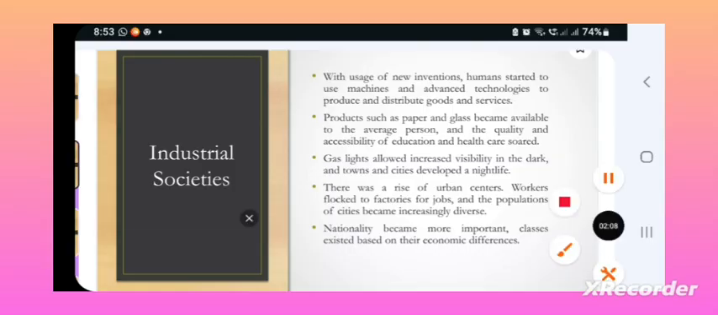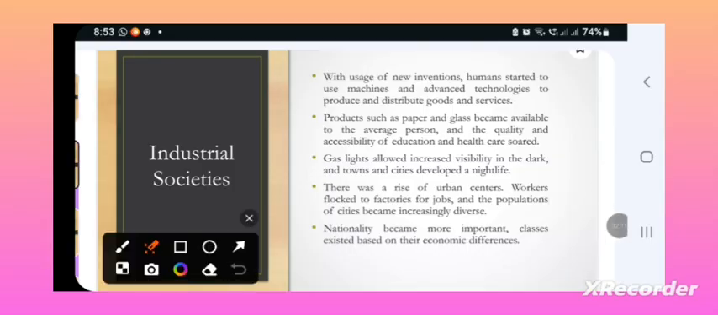Industrial society. With the use of new inventions, humans started to use machines and advanced technologies to produce and distribute goods and services. Products such as paper and glass became available to the average person. Gas lights allowed increased visibility in the dark, and towns and cities developed. There was a rise in urban centers. Nationality became more important. Classes existed based on economic differences.